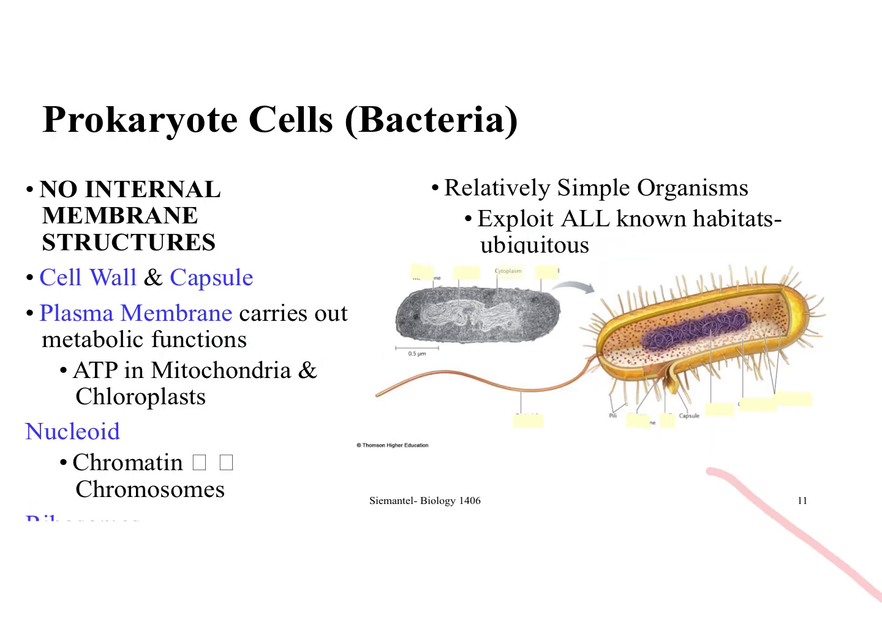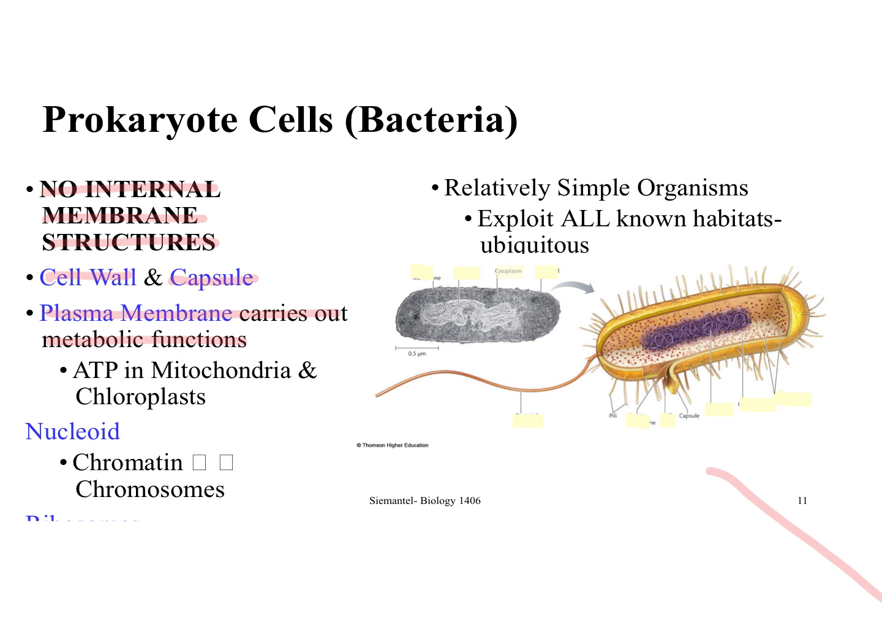Okay, so let's look at a little bit more depth in terms of our prokaryotes. Another important thing to know is that prokaryotes have no internal membrane structures. In other words, they don't really have any organelles per se. They can have a cell wall and sometimes a capsule, another layer to give them added protection. And they do have a plasma membrane, and their plasma membrane actually carries out most of their metabolic functions.